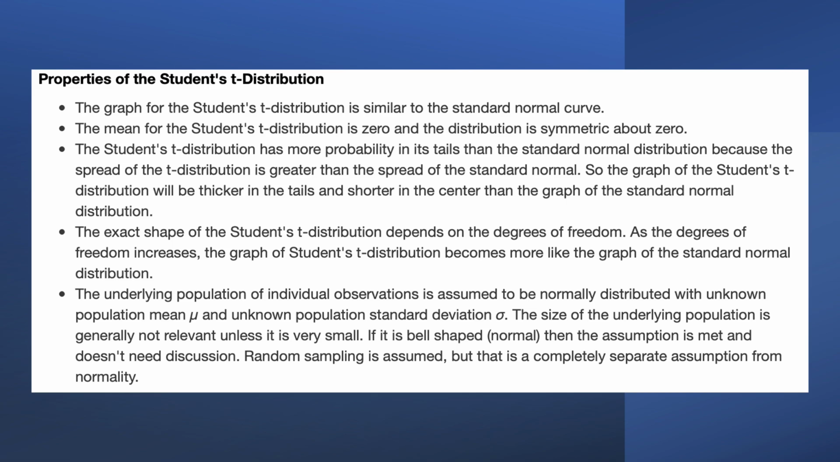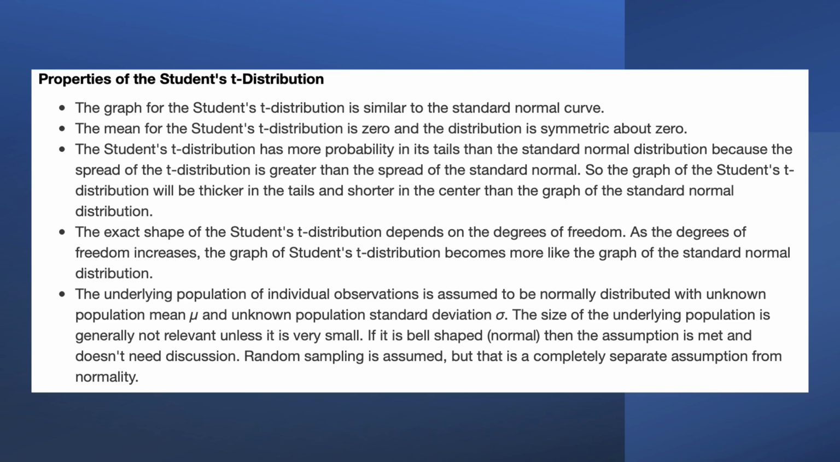But here are some properties of the t distribution. The graph for a student's t distribution is similar to the standard normal curve. Of course it is. The mean is 0 and the distribution is symmetric about 0, okay? That's a lot like what we were just working with in the confidence intervals, because if you remember when we did our inverse norm, the mean was 0 and the standard deviation was 1. The student's t distribution has more probability in its tails than a normal distribution because the spread of the t distribution is greater than the spread of the standard normal.